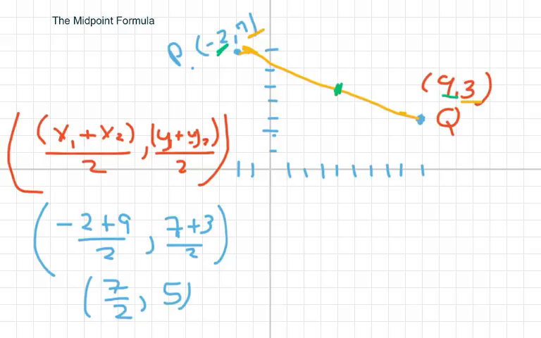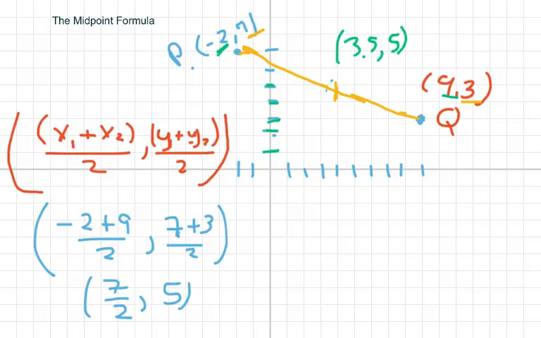So if I come up here to 5, let me get into green. 1, 2, 3, 4, 5. And come over to here to 3.5. So according to my squiggly line here, my midpoint's right about here. This would be 3.5, 5. That's it. So I can't draw, but it's right in here.